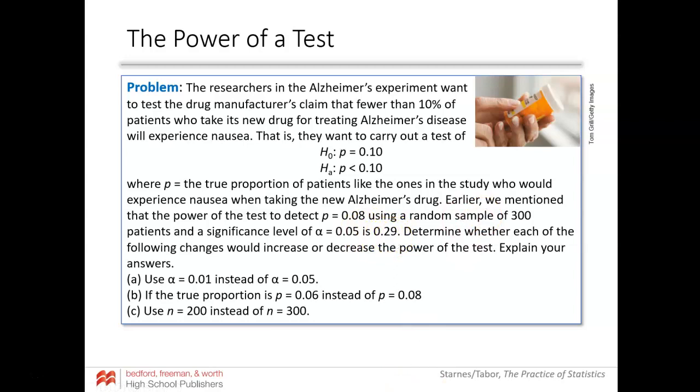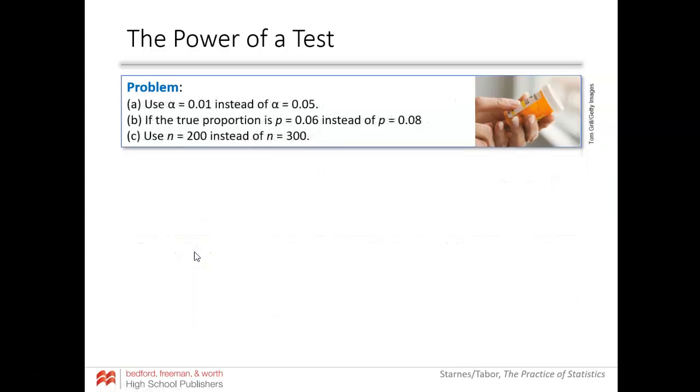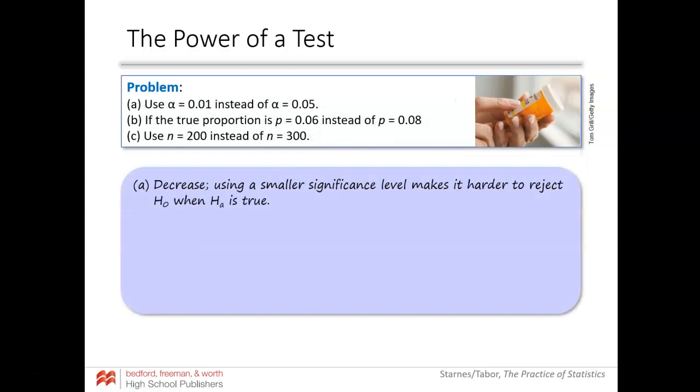Determine whether each of these following changes would increase or decrease the power of the test. So if we used a significance level of 1% instead of 5%, would that increase or decrease the power? If we change the significance level to something smaller, it's going to decrease the power of the test. If you use a smaller significance level, it's going to make it harder to reject the null hypothesis. So that was not the right move if you were looking to increase the power.